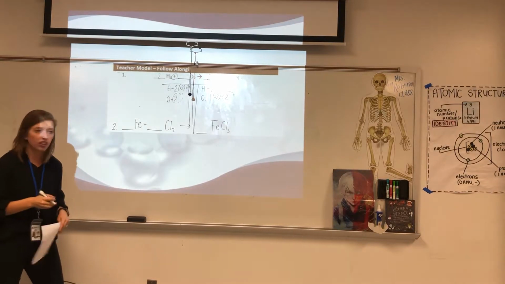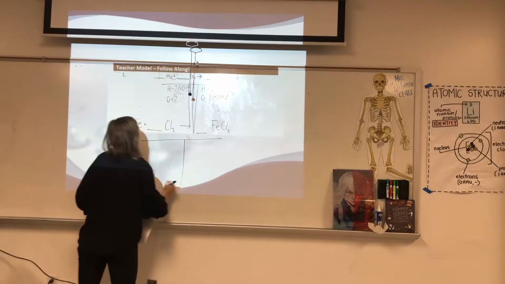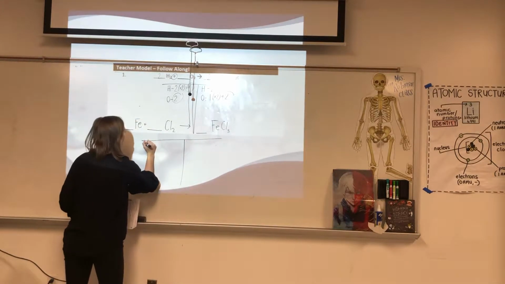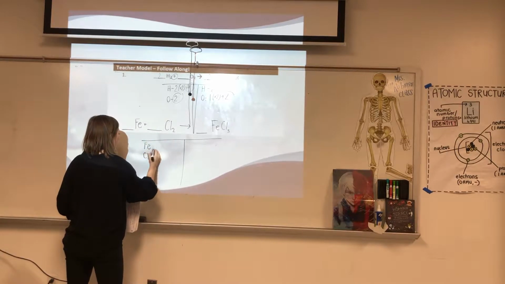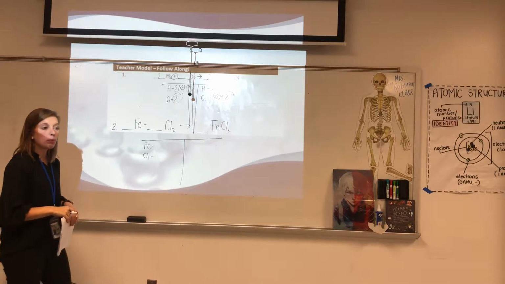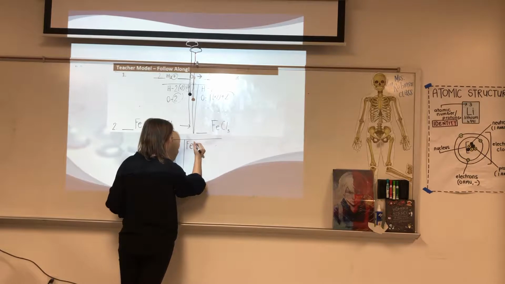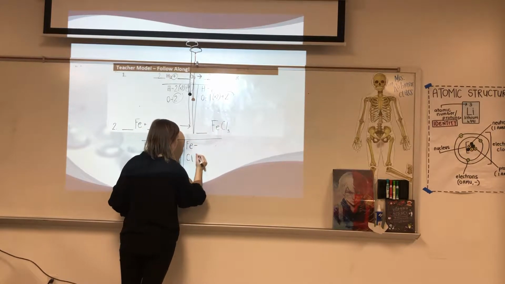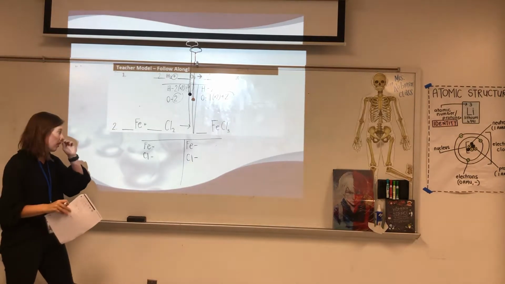right? We've got to set up our T-chart, see if these are balanced. So I set my T-chart up. I'm going to list my elements. I've got Fe, I have Cl. This is all on my reactant side. On my product side, I also have Fe and Cl. And now I need to see if my atoms on both sides are balanced or not.